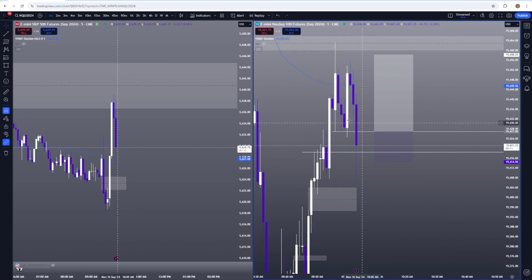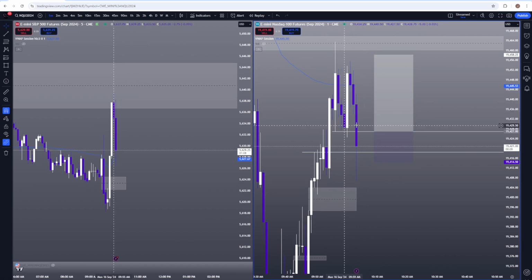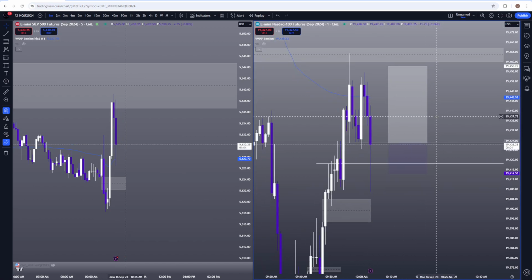I need to see if we're going to form some bearish structure on the 1 minute. If we create a 1 minute bearish fair value gap, then I'll just wait for us to run through that bearish fair value gap and then take a long entry.